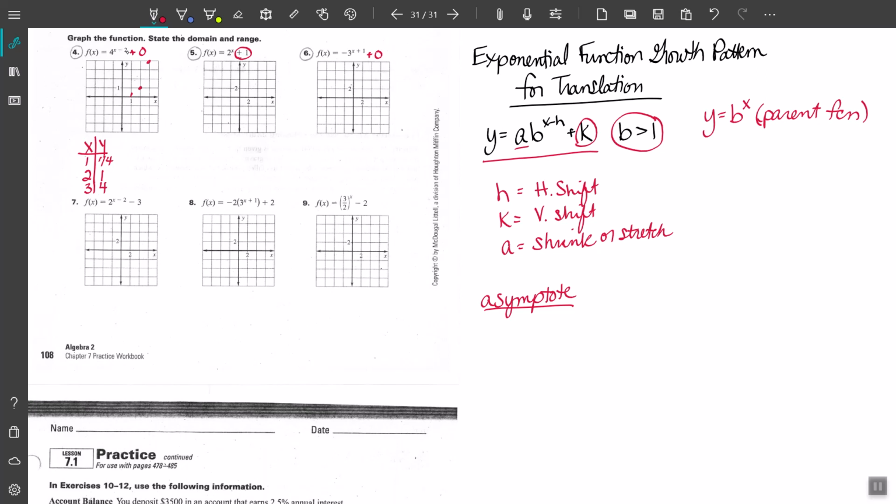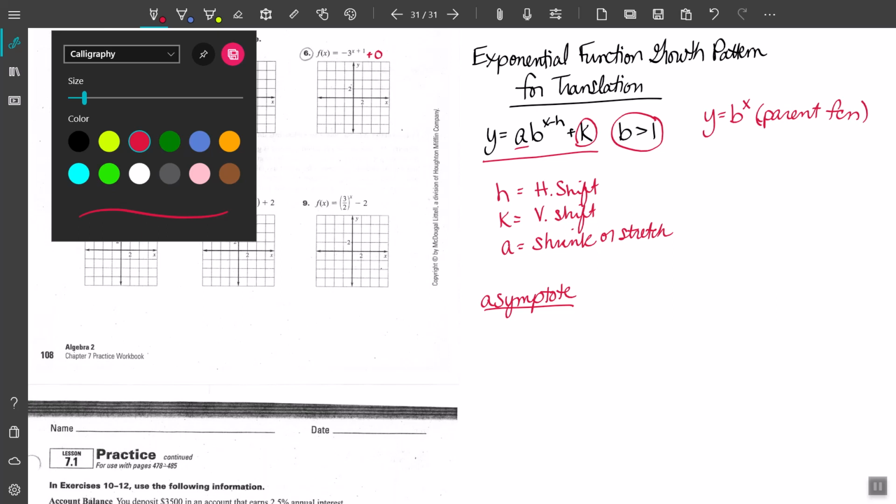We have an h value of 2, letting us know that there's going to be a horizontal shift of 2 units to the right, but our k value is 0. So what that means is that our asymptote is at y equals 0. Okay, so we have to keep that in mind, because there's a line here that our function approaches but is never going to actually cross.